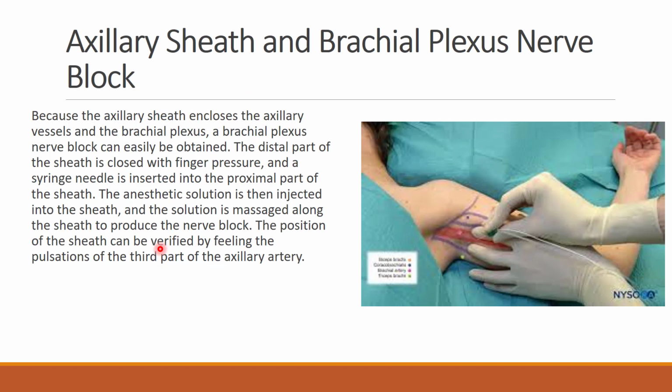Now some of the clinical applications. Axillary sheath and the brachial plexus nerve block. Because the axillary sheath, we know, encloses the axillary vessels and the brachial plexus, a brachial plexus nerve block can easily be obtained.